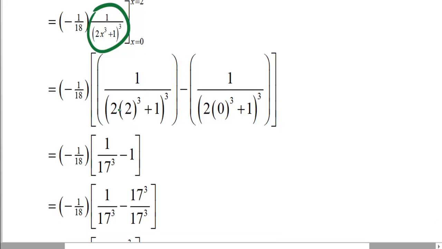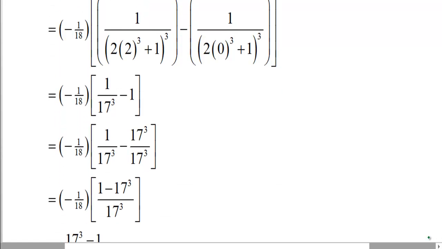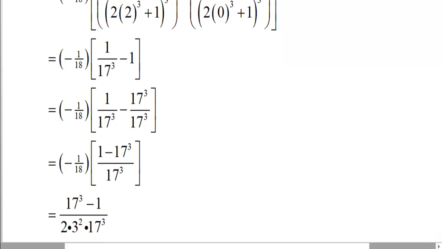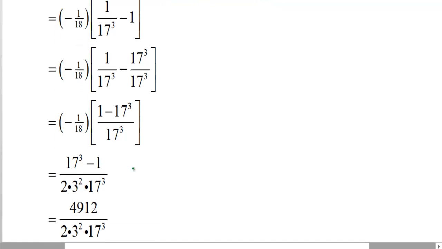Let me start here. 2 cubed is 8, times 2 is 16, plus 1 is 17, so it's 1 over 17 cubed. 0 cubed is 0, times 2 is 0, plus 1 is 1, 1 to the third is 1, 1 over 1 is 1. So we got 1 over 17 cubed minus 1. I can multiply top and bottom by 17 cubed and turn 1 into 17 cubed over 17 cubed. So I get this here, common denominator, and I would distribute the negative 1 and get 17 cubed minus 1.